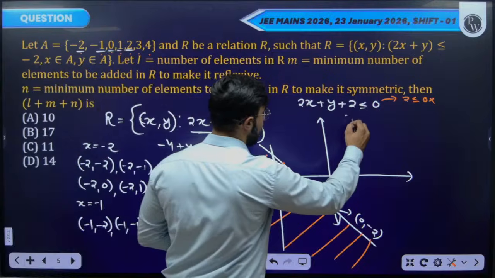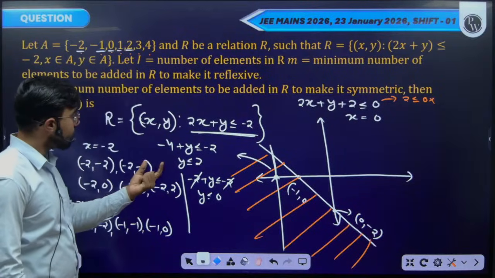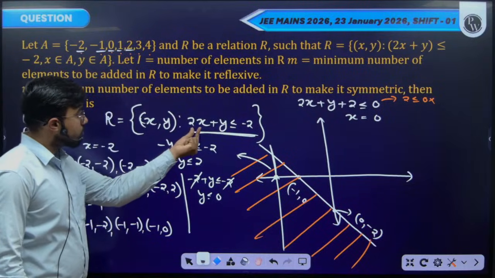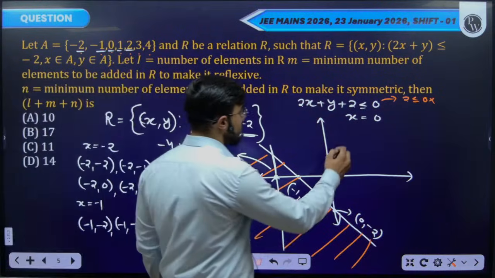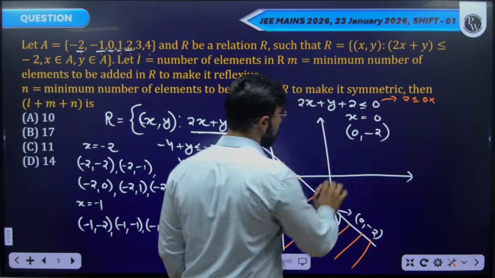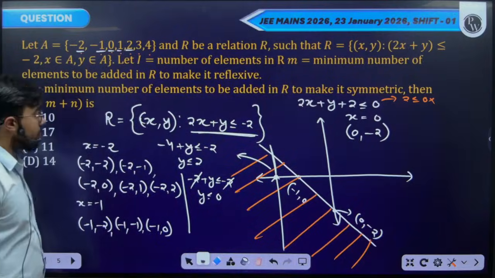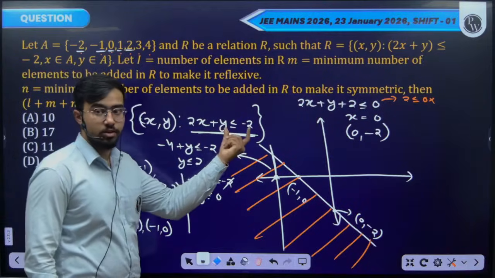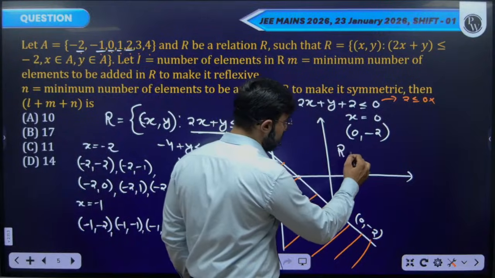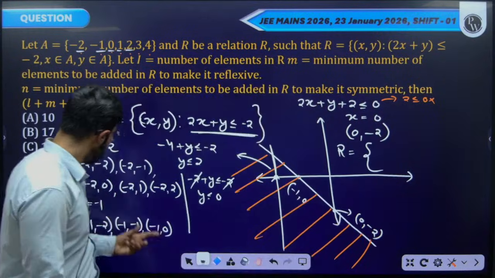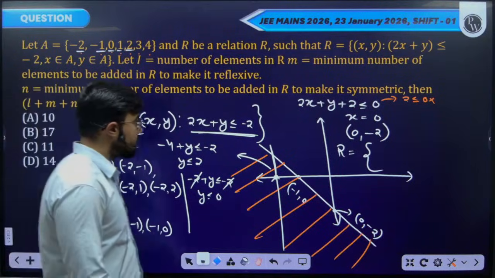And what about x equals 0? If you put x equals 0 here, what will we get? Then y is less than or equal to minus 2. Then there is only one possibility, 0 comma minus 2. If you put 1, then what happens? y becomes less than or equal to minus 4. This is not possible. So the number of elements in R is what? 5, this 5, this 3, and this 1. So we have 9 elements in R.